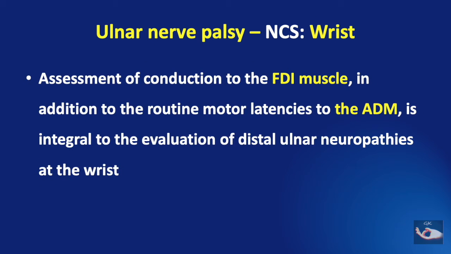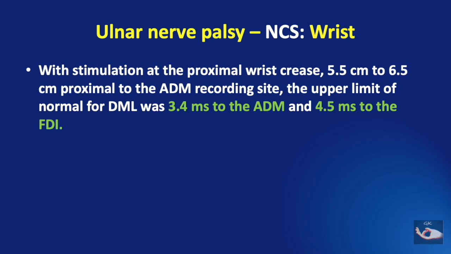The nerve conduction studies of the ulnar nerve across the wrist are also useful. The assessment of conduction to the first dorsal interosseous muscle, in addition to the routine motor latencies to the abductor digiti minimi, is integral to the evaluation of distal ulnar neuropathies at the wrist. When the recording is done at the proximal wrist crease or about 5.5 to 6.5 centimeters proximal to the abductor digiti minimi recording site, the upper limit of normal for the motor latency was 3.4 milliseconds to the abductor digiti minimi and 4.5 milliseconds to the first dorsal interosseous muscle.